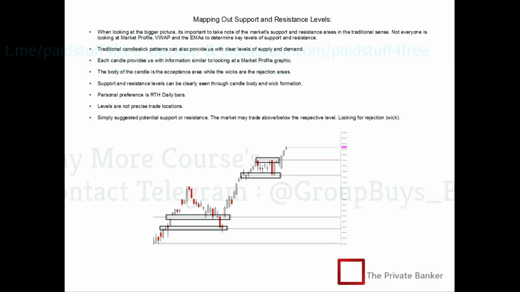So what we're doing here is looking at support and resistance levels in the traditional sense. Not everybody's looking at market profile, VWAP, or EMAs to determine key levels of support and resistance. So what we're doing here is using traditional candlestick patterns that can provide us with clear levels of supply and demand. Each candle provides us with information similar to looking at a market profile graphic. So what I mean by that is the body of the candle, as I said before, is the acceptance area, while the wicks are the rejection areas.